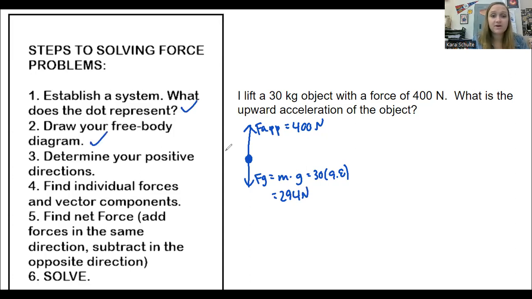So we have established our system. We've drawn our free body diagram. I forgot to say we're going to make up positive. Most of the time, up's positive, down's going to be negative. There are some circumstances where that's not the case, though. We're going to find individual forces. Did that. Now we have to find the net force.